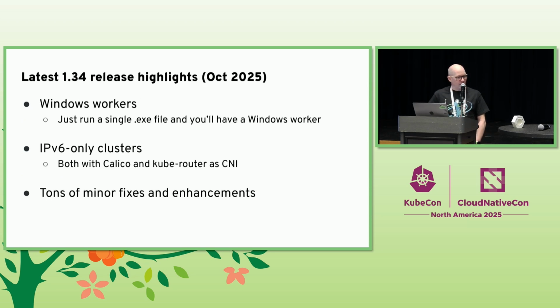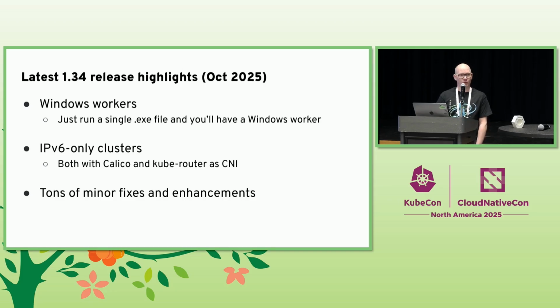A couple of things I wanted to highlight from the 1.34 release. You can actually do the same with Windows now. So we have a k0s.exe file that you can download from GitHub, run it on your Windows server, and voila, you have a Windows worker node. The exact same pattern.